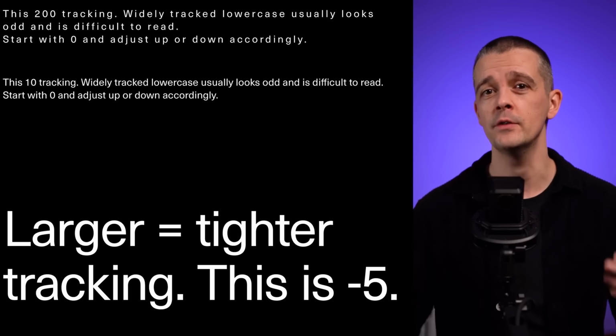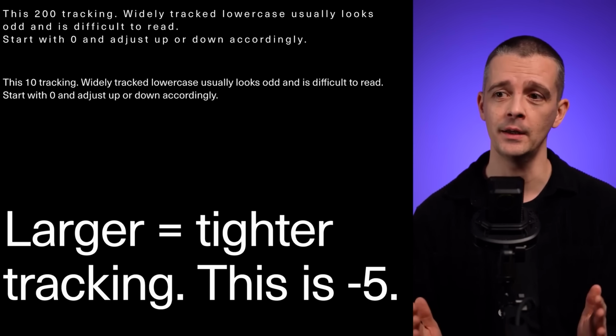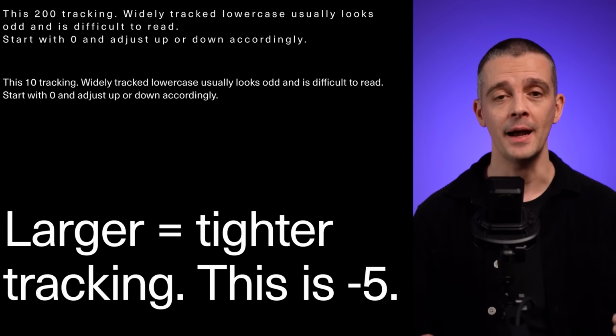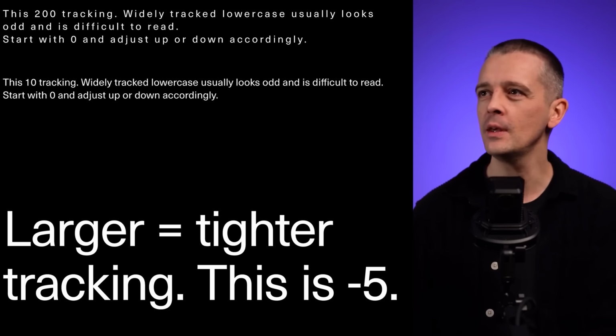Like, the general rule is the larger your type, the tighter the tracking wants to be. You want to pull that in a little bit because the spaces in between the characters look larger as the type point size increases. So something to look at.